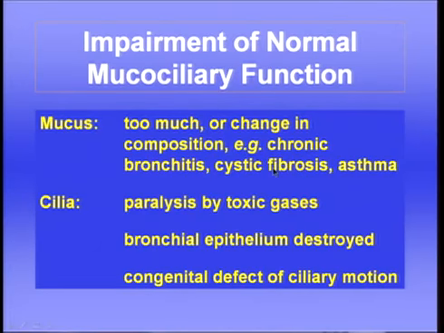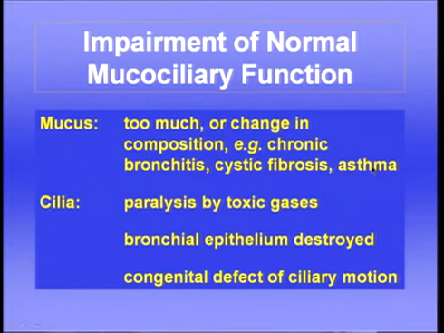Cystic fibrosis is another congenital disease, and in that case the mucus is abnormal. The composition of the mucus is abnormal, and the patients have a hard time getting rid of it. The same is true in asthma. We don't normally think of asthma as being associated with a lot of mucus, but it turns out that the mucus in asthma is very difficult to move.